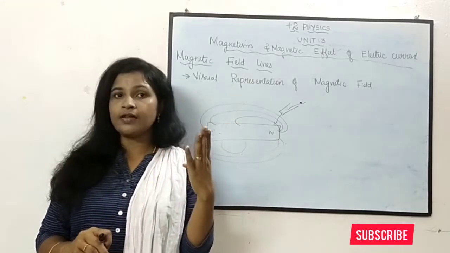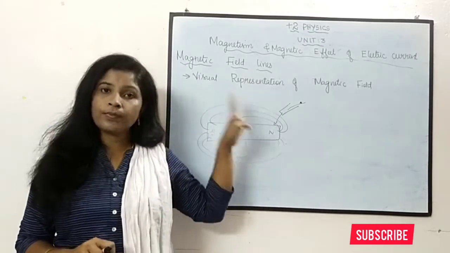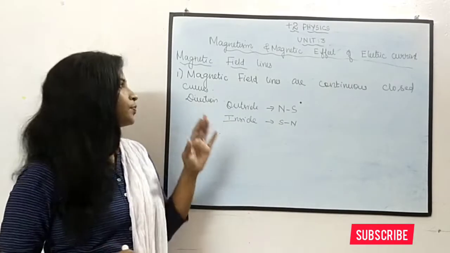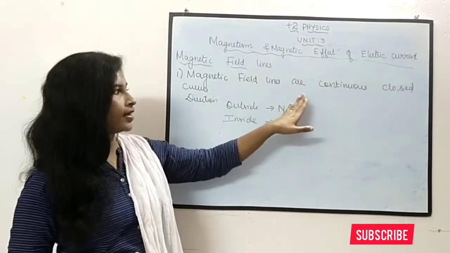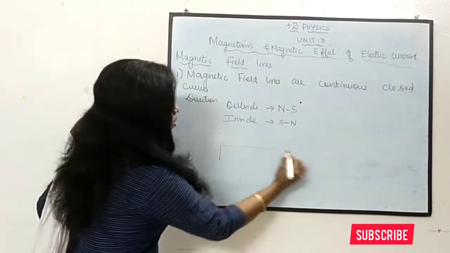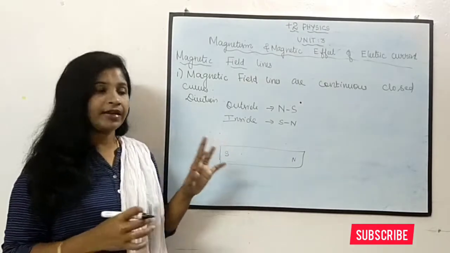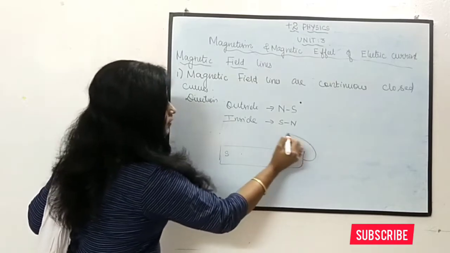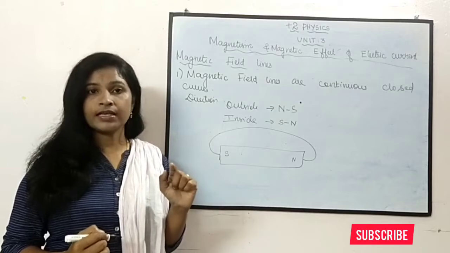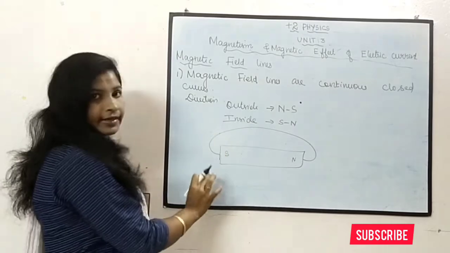Similarly, we studied in the first unit the properties of electric field lines. So here we are going to study the properties of magnetic field lines. Let us discuss one by one. The first property is that magnetic field lines are continuous closed curves. Suppose this is a bar magnet. Here the magnetic field lines will start from the north pole and end at the south pole. In electric field there is always one condition, right? Similarly here it will start from the north pole and end at the south pole.